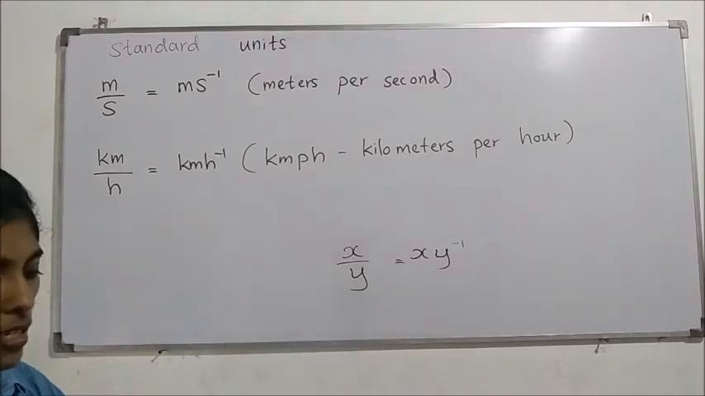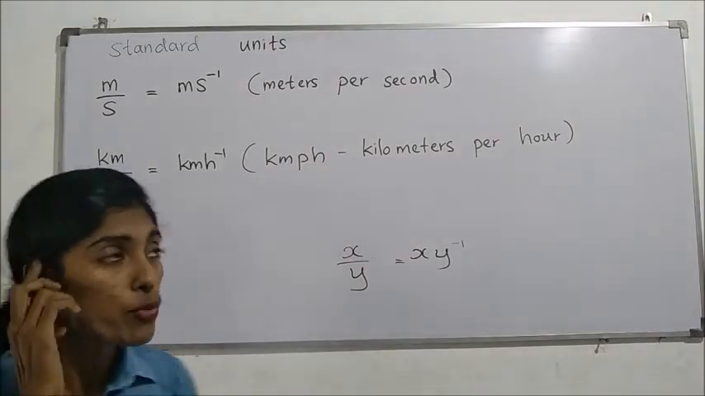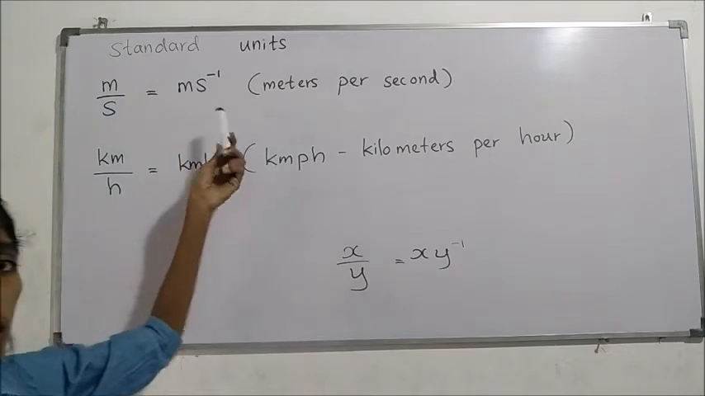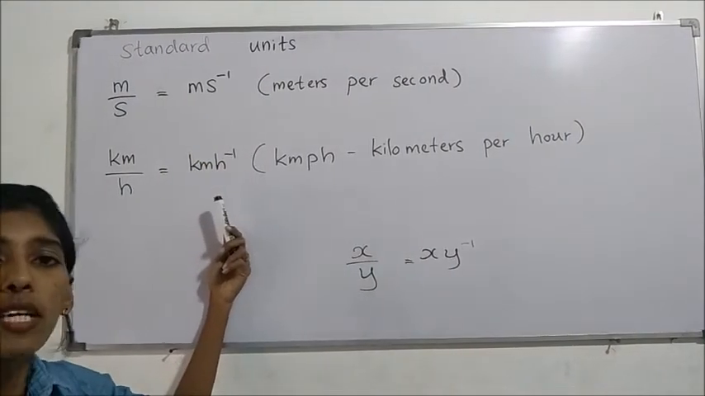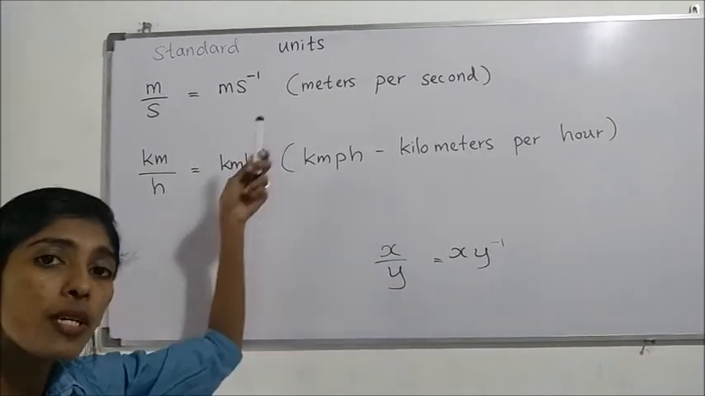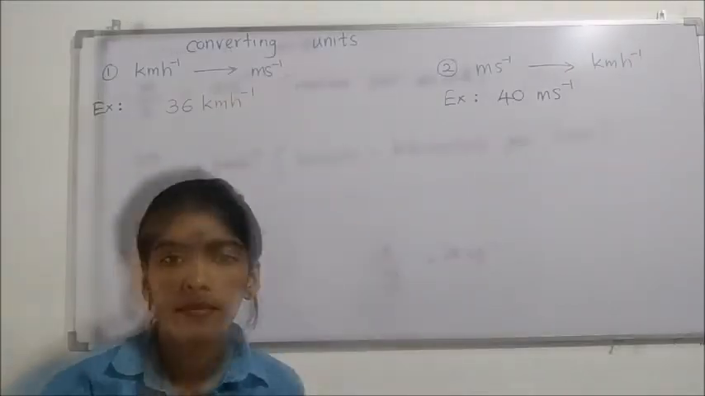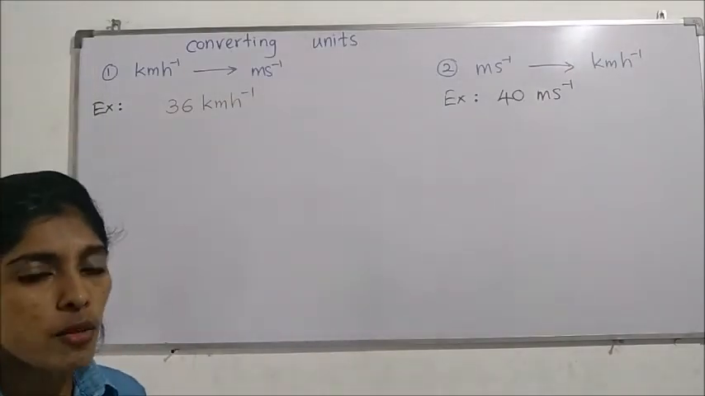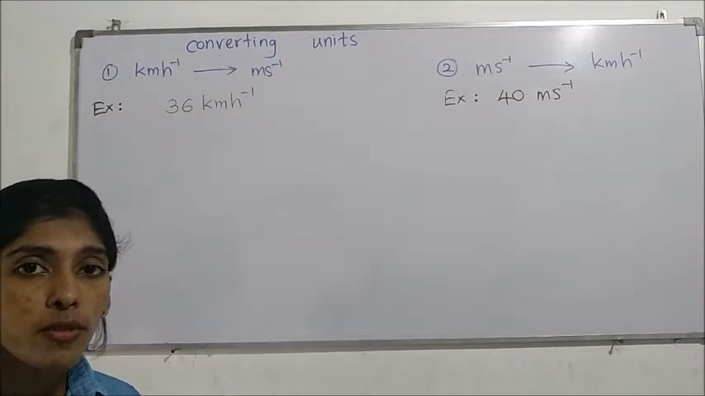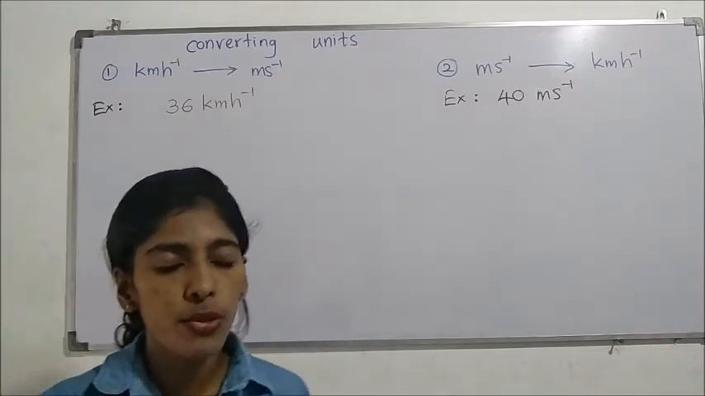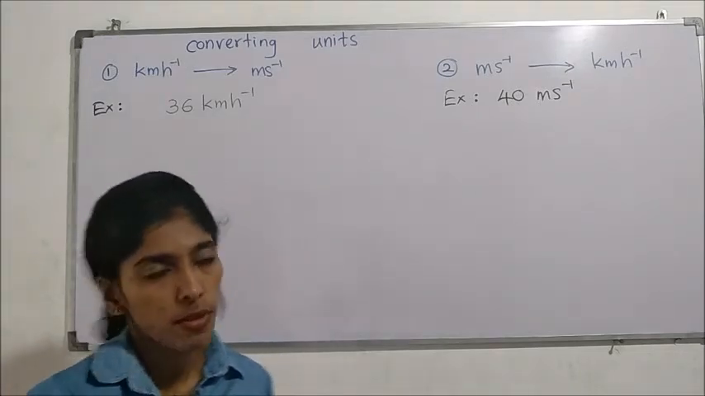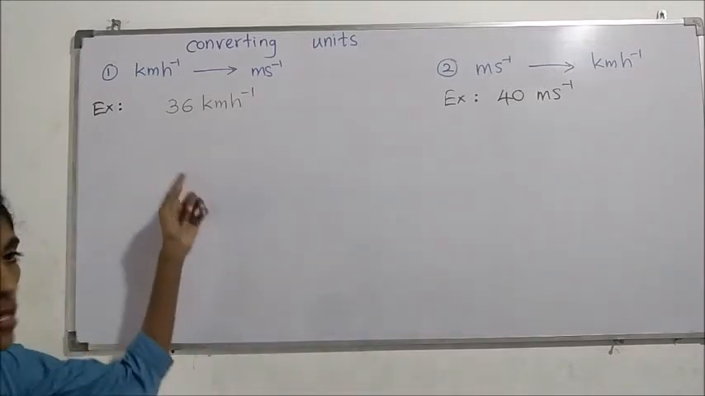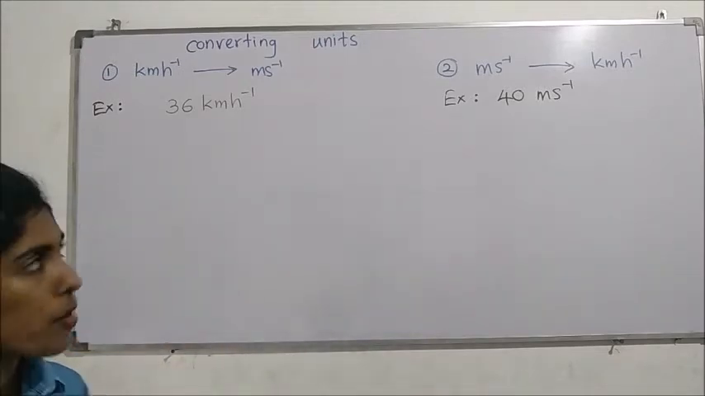Next we will learn how to convert these meters per second into kilometers per hour and kilometers per hour into meters per second. Now firstly we will learn how to convert kilometers per hour into meters per second. My first example is 36 kilometers per hour.